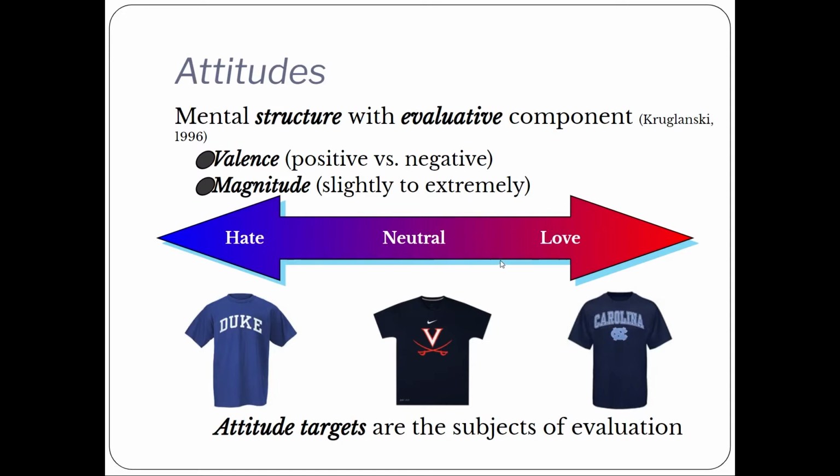And so these are called attitude targets, and they're basically the subjects of our evaluations, the things that we evaluate, whether we like or dislike. So the extremity of our evaluative component represents the attitude strength. So the more extreme attitude we have about something, the stronger the attitude is, right?